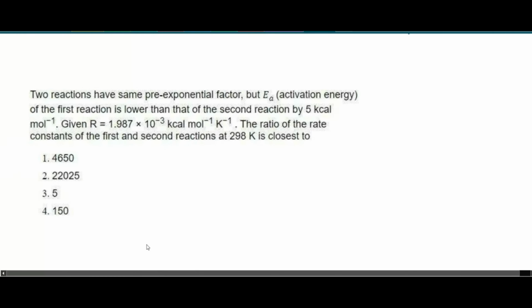Okay. Arrhenius equation is easy, direct substitution. Two reactions have the same pre-exponential factor, but the activation energy of the first reaction is lower than that of the second reaction by 5 kilocalories per mole. Okay, now let's start.